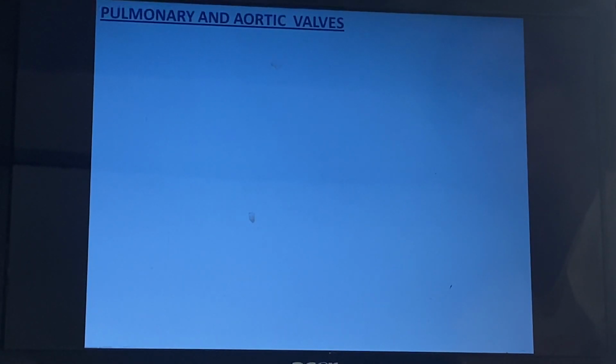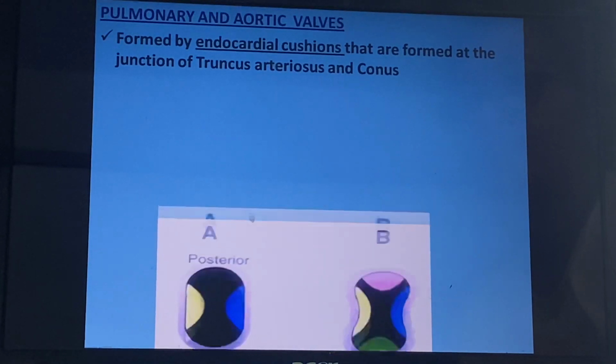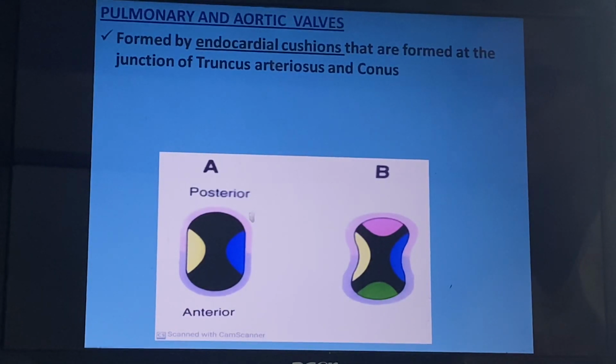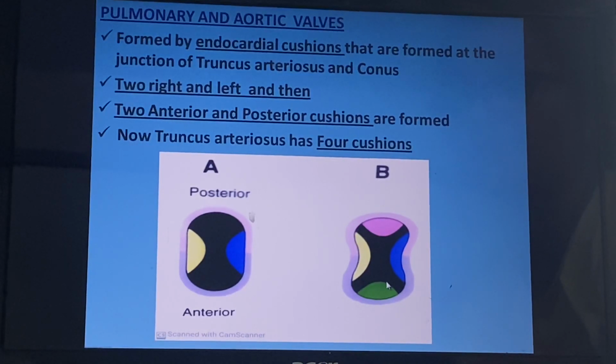Now coming to the pulmonary and aortic valves, these are formed by the endocardial cushions that are formed at the junction of the truncus arteriosus and conus. At the junctional point between the truncus arteriosus and conus, the endocardial cushions develop. There are two, right and left, and then two, anterior and posterior, cushions formed. You can see the four cushions over here: 1, 2, 3, 4. So 4 cushions are formed, that is right and left, then anterior and posterior. Now the truncus arteriosus has 4 cushions. That is very clear in the diagram.